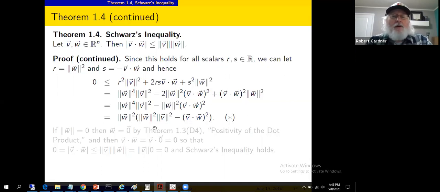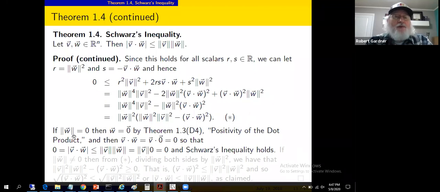Hey, look, norm w, norm v, norm w, norm v, v dot w squared and some negatives. This star equation involves the stuff we're interested in. So we wandered off in a weird direction, but we're getting the right type of stuff, it appears.